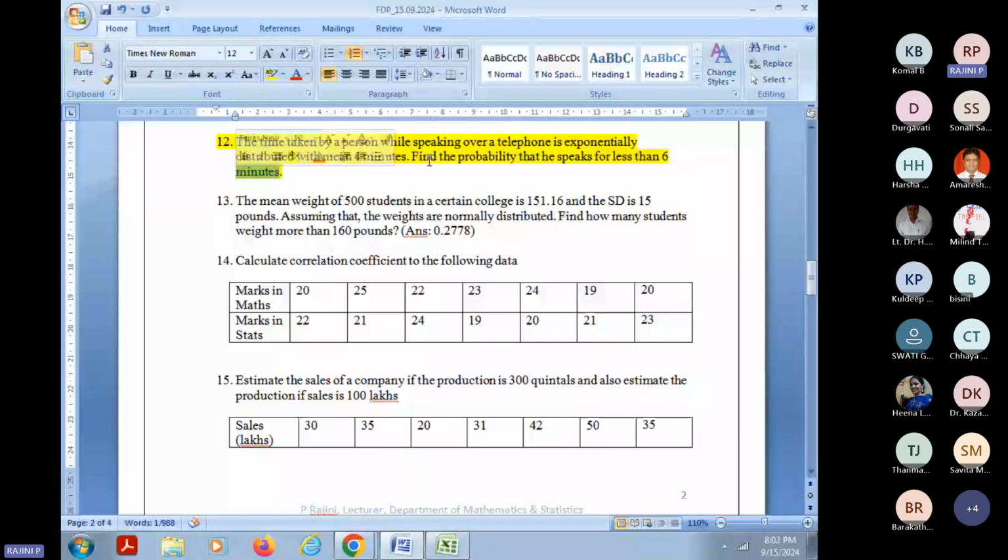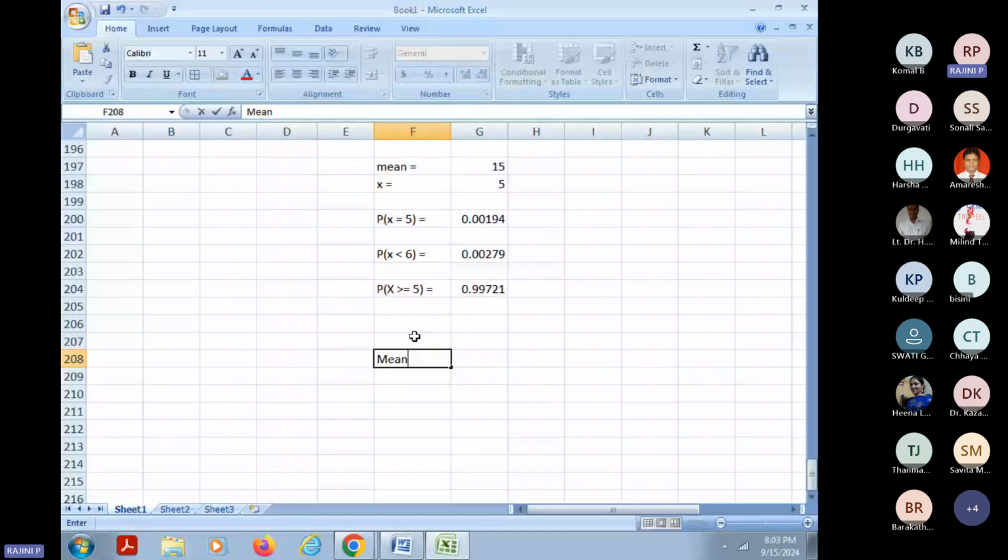Exponential distribution. Remember, if you are concentrating on an event during a particular time period, we go for Poisson distribution. And next, if you are concentrating on time, then we go for exponential distribution. So here they have given mean is equal to, how much is it? 4.